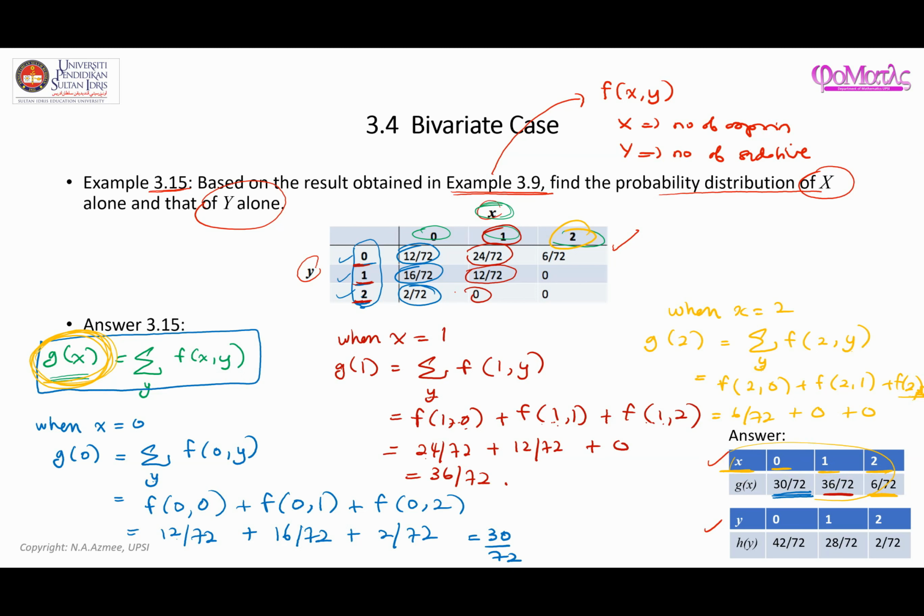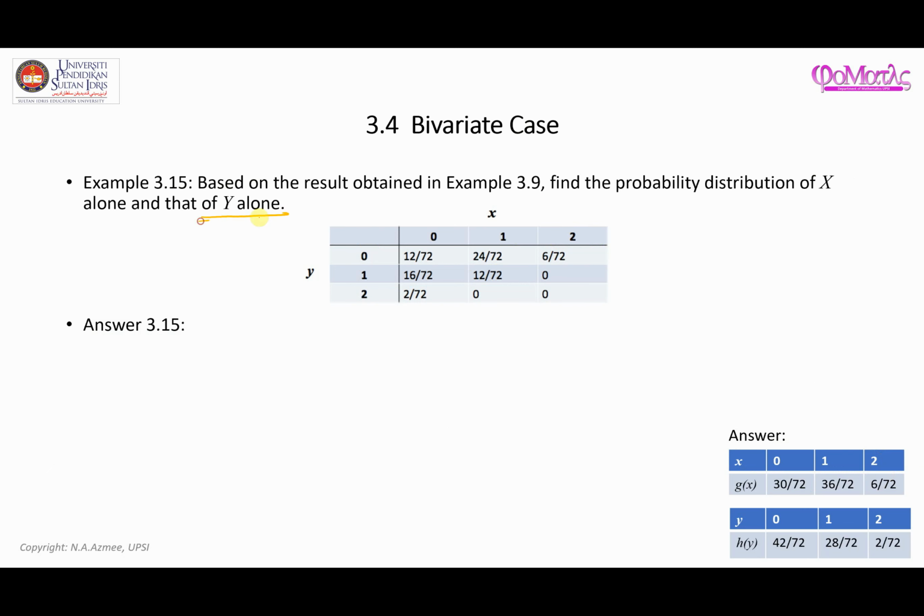Okay, I'm going to erase the ink on this slide, and we're going to look at how you can find the probability distribution for y alone, and that is known as the marginal distribution of y. In order to find it, we're going to follow the same idea, and we're just going to use the function hy, just to differentiate between g and h, but really it doesn't matter. If you want to use gy, that is also fine, but we just stick to this notation right here.